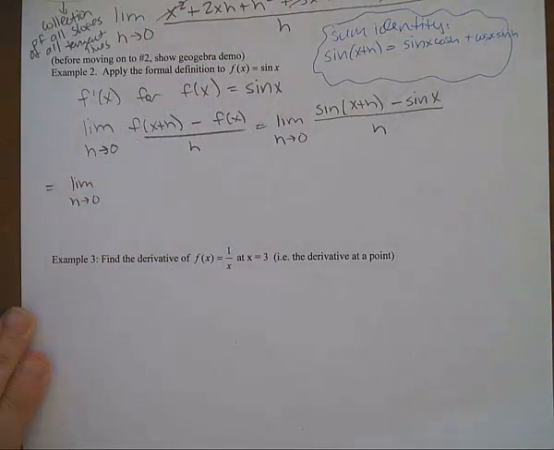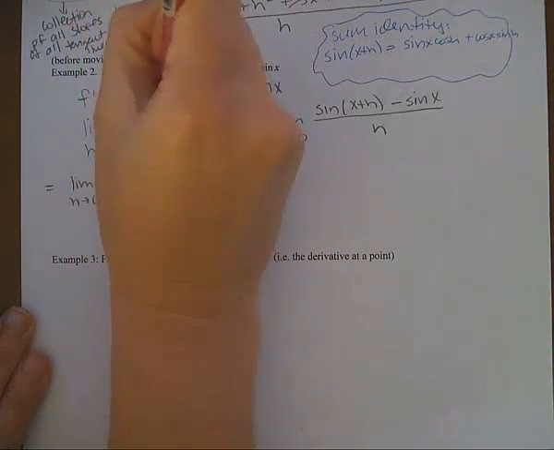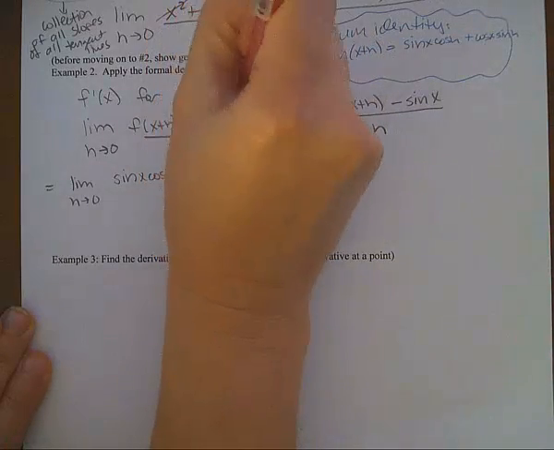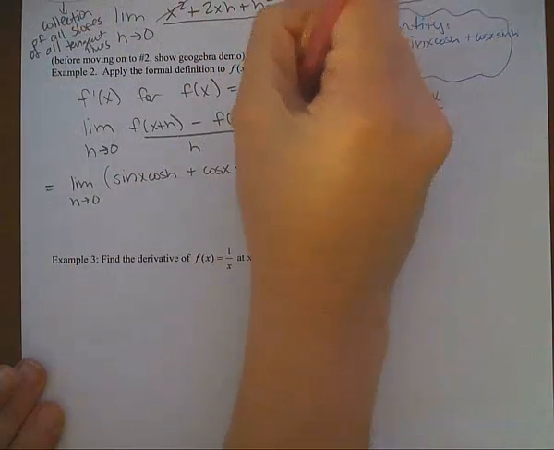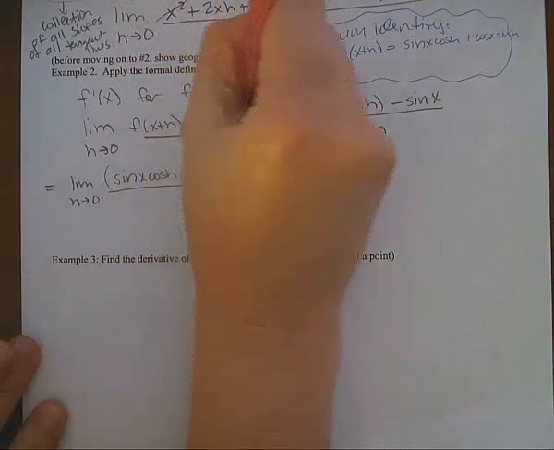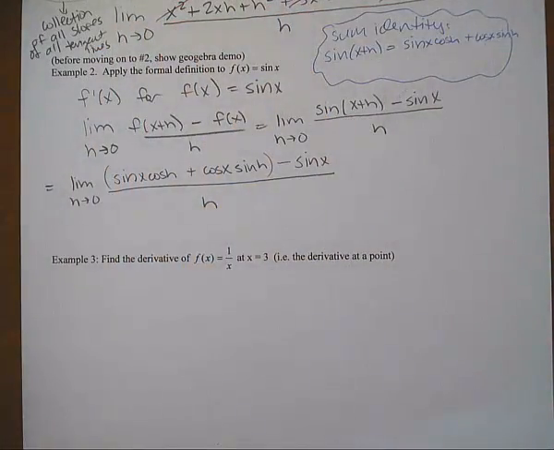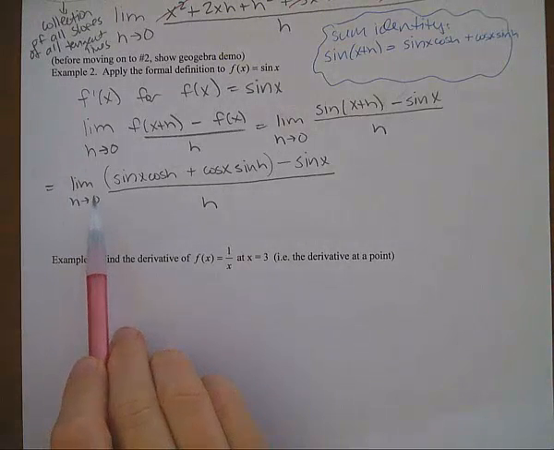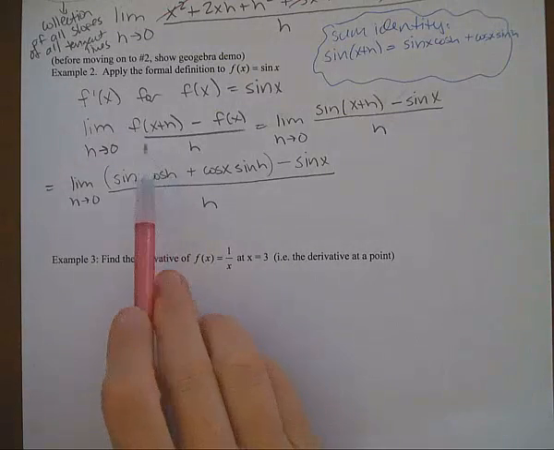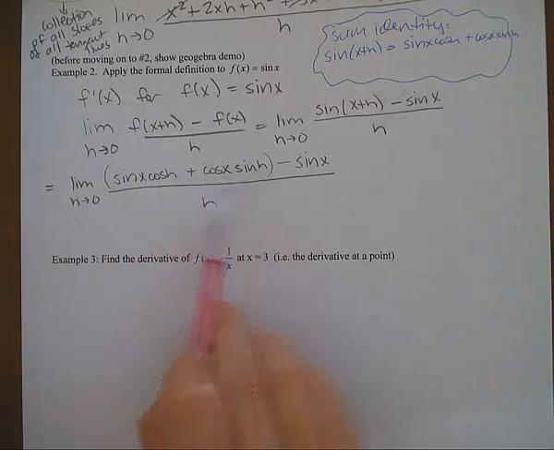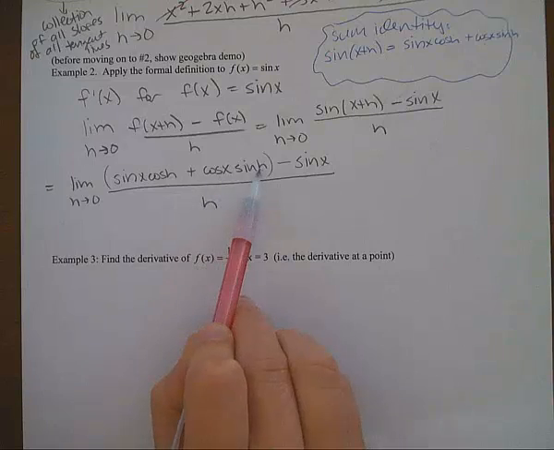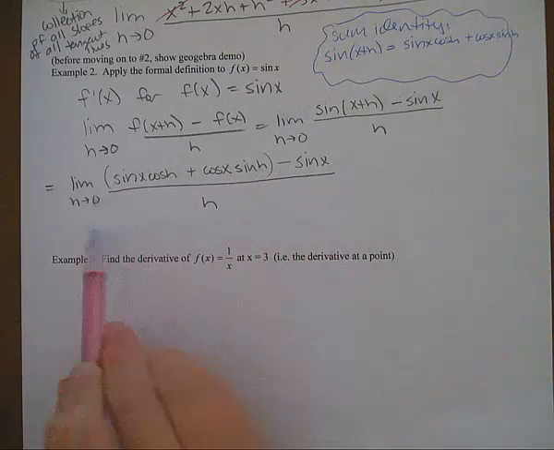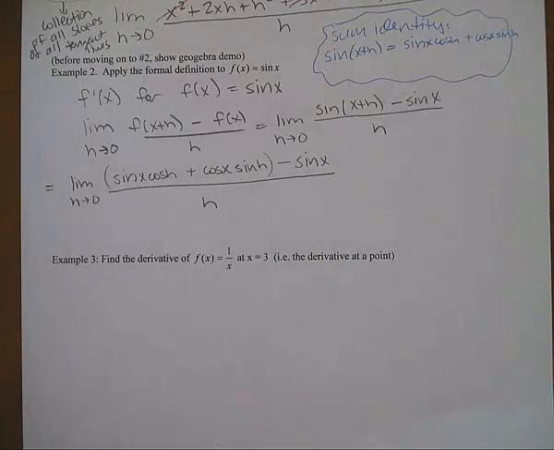So let's write that all out. I have the limit as h approaches 0 of sine of x cosine of h plus cosine of x sine of h, that's my sine of x plus h, and then all of that minus sine of x, all over h. We're going to have to get creative here in how we go about finding this limit, because if I plug 0 in for h, cosine of 0 is 1, and sine of 0 is 0, so I'd have sine x times 1 plus cosine x times 0. So sine x minus sine x would give me 0, all over 0. So I have 0 over 0.